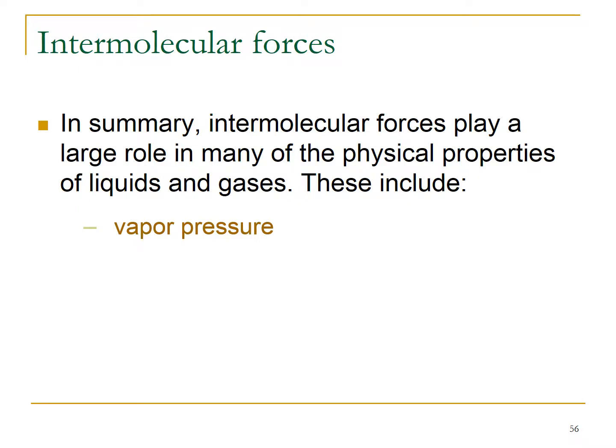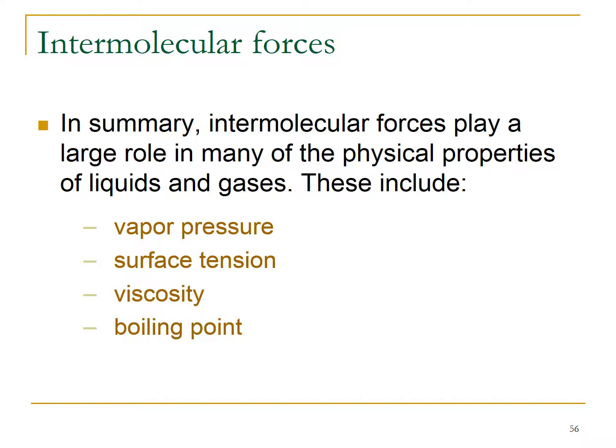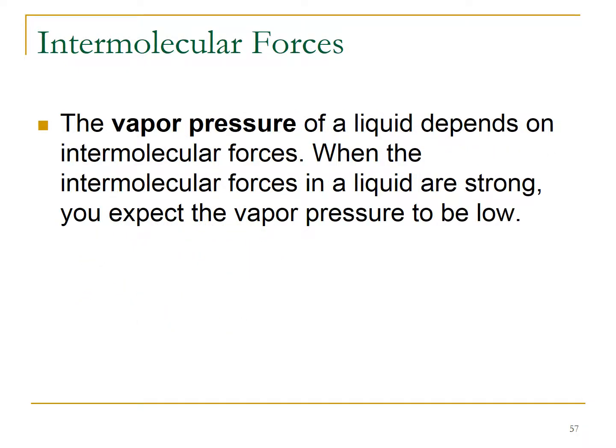Vapor pressure, surface tension, viscosity, the boiling point, not so much the freezing. The freezing point can be affected somewhat too. So again, the vapor pressure of a liquid depends on intermolecular forces. If intermolecular forces are strong, we have a low vapor pressure. If vapor pressure is low, then we tend to have a high boiling point. So for example, water has a very low vapor pressure because the molecules are really strongly attracted to each other. So they're not going to separate easily. So the molecules will not escape into the vapor very easily, which means it's going to take a lot more energy to boil that substance.